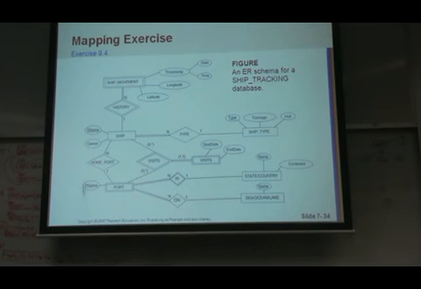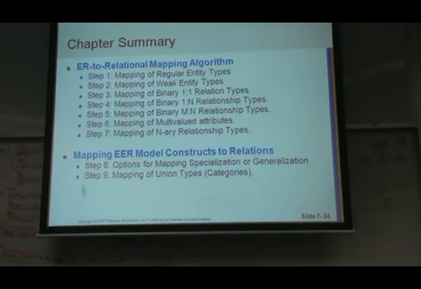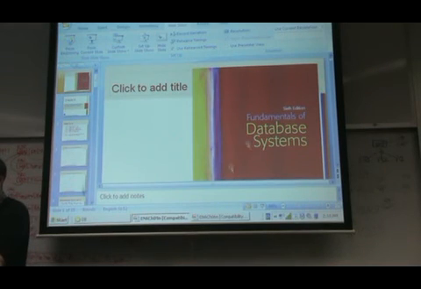You choose one option here? This time you don't need the option because it does not have super and subclasses relationship. So you can just follow the step 1 through 7. Okay? That's the end of section 9.